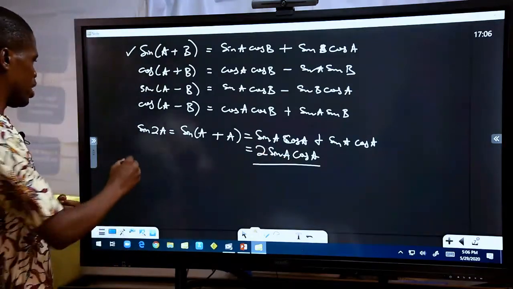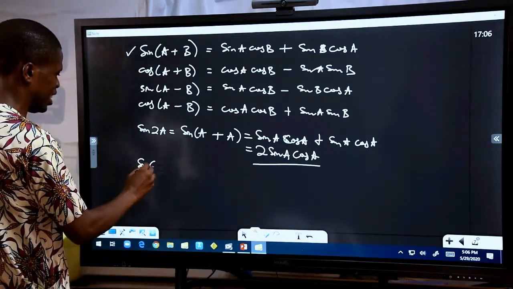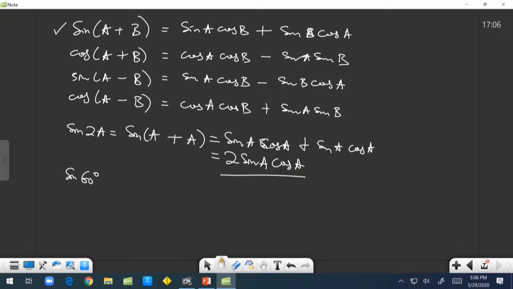So if we want to solve sine 2A, using the first identity there, you arrive at this answer. So that means if you want to get this answer, sine 60 degrees is root 3 over 2. But we can solve it by using this approach. And how do we do that?